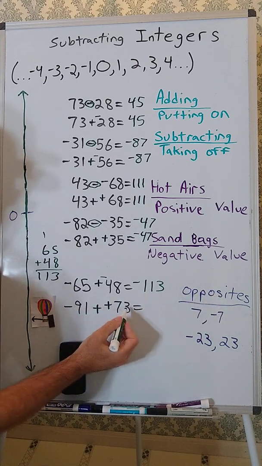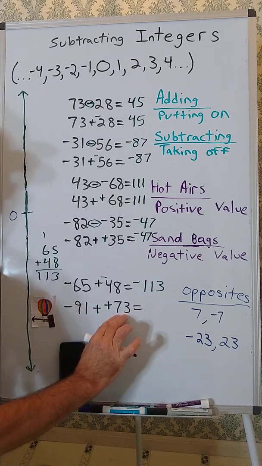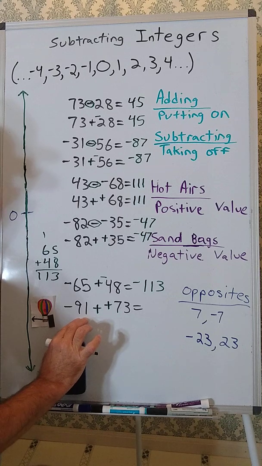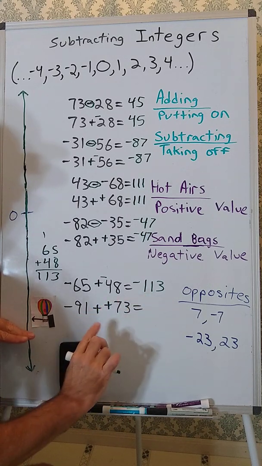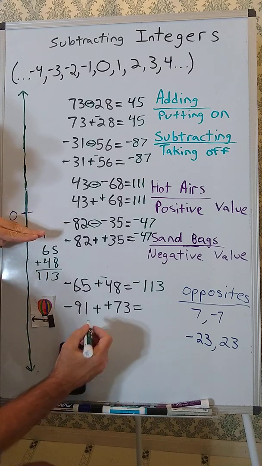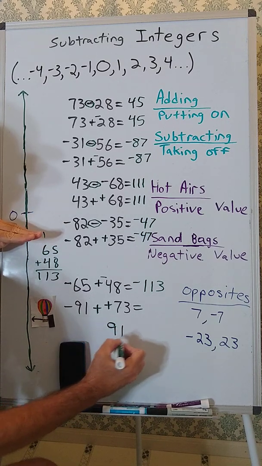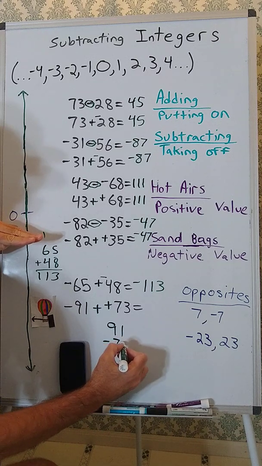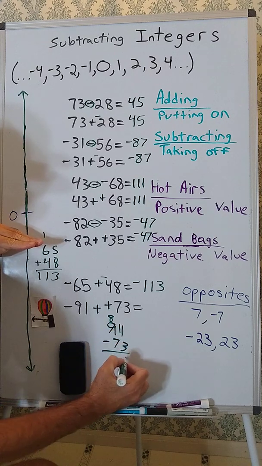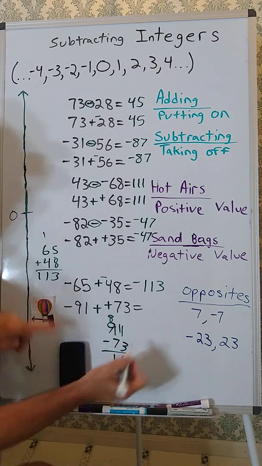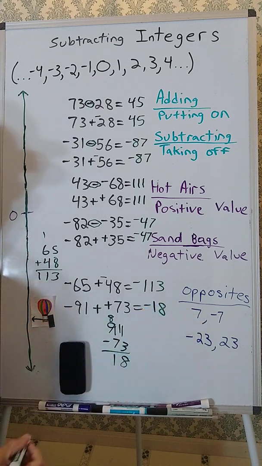So here, just use what I know about addition. If I have sandbags and hot airs, well, the sandbags is going to put this down at negative 91. I add 73. It's going to be less below 0, but it's not going to make it past 0. So it was 91 below 0, and now it's 73 less below 0. So it's going to end up 18 below 0, or at negative 18.